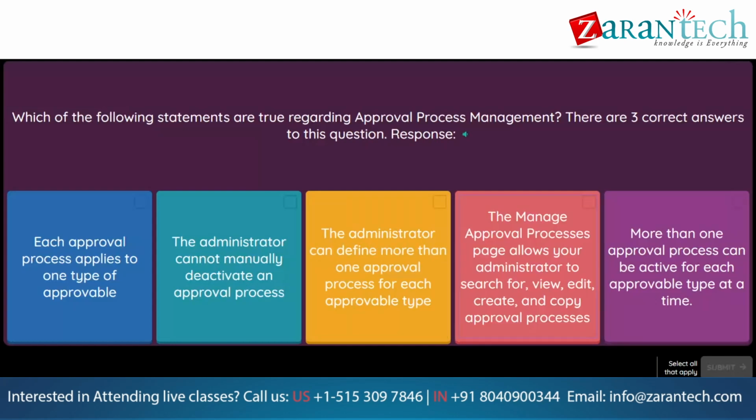Option 4, the Manage Approval Processes page allows your administrator to search for, view, edit, create, and copy approval processes. Option 5, more than one approval process can be active for each approvable type at a time.